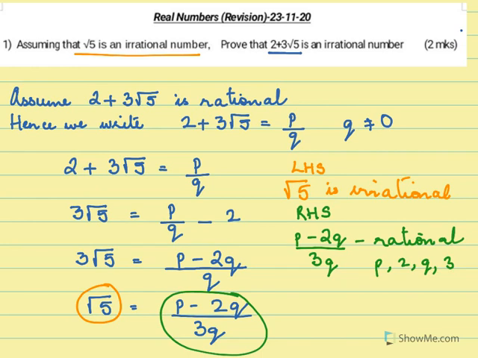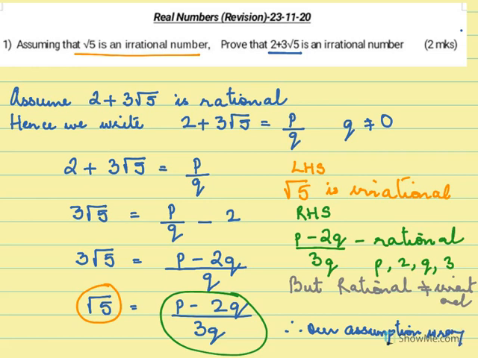Thus we see rational, but we know a rational number cannot be equal to irrational. Therefore our assumption is wrong. If our assumption is wrong, we can say that 2 plus 3 root 5 is irrational. It cannot be rational. It has to be irrational.